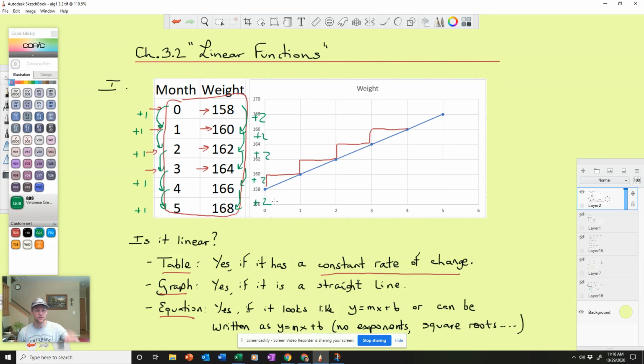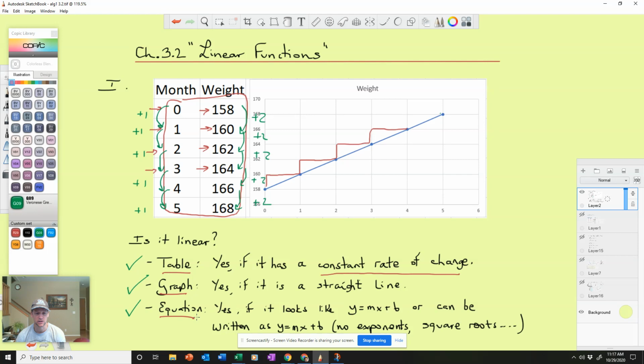So what I can say is that for every month, I go up 2 pounds. The next month, 2 pounds. The next month, 2 pounds. The next month, 2 pounds. That's called a constant rate of change. I'm not gaining 3 pounds 1 month or losing a pound in the other month. It's constantly plus 2. And that is how you can recognize from a table that it is linear. How can you recognize from a graph if it's linear? It's even easier. Is it a straight line? Notice this blue line is straight, and because this blue line is straight, it's a linear graph. And this is a linear function.